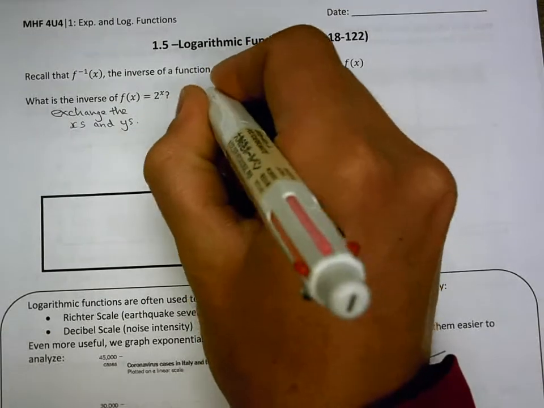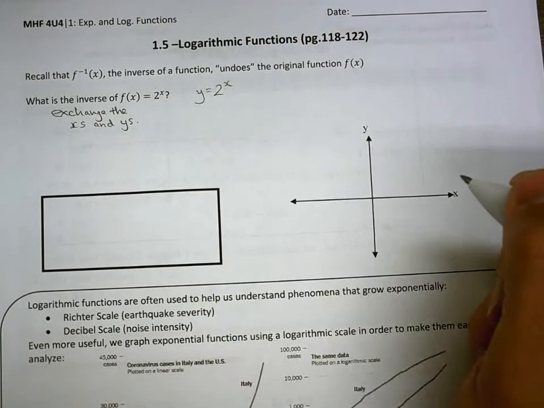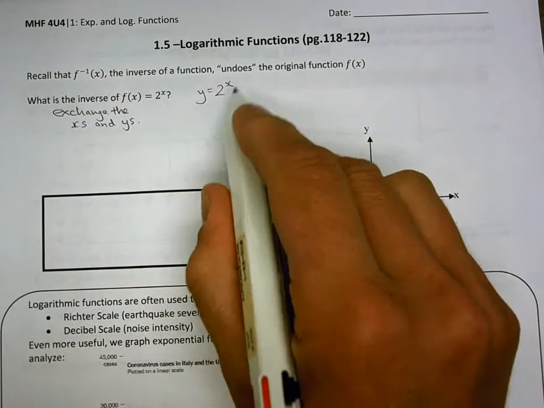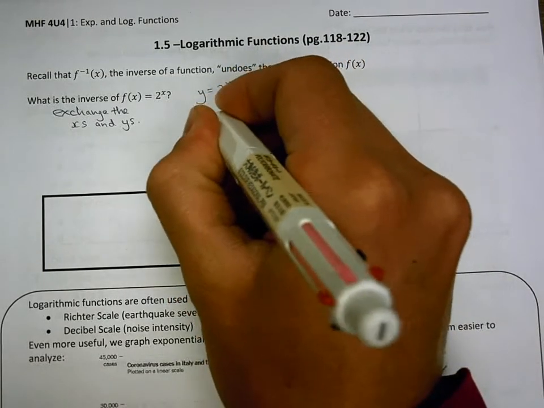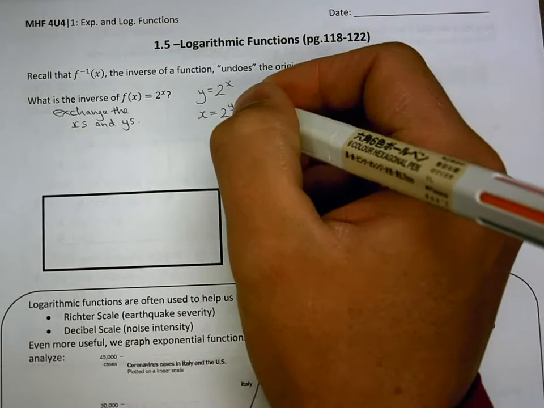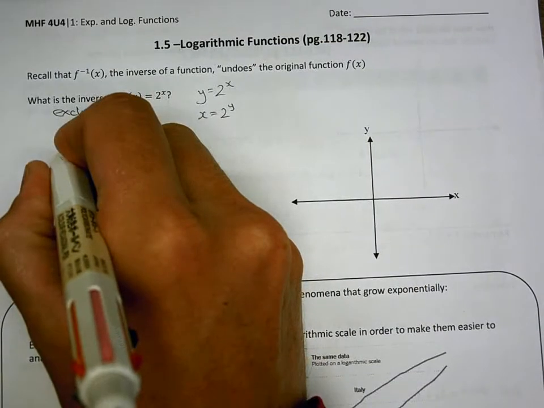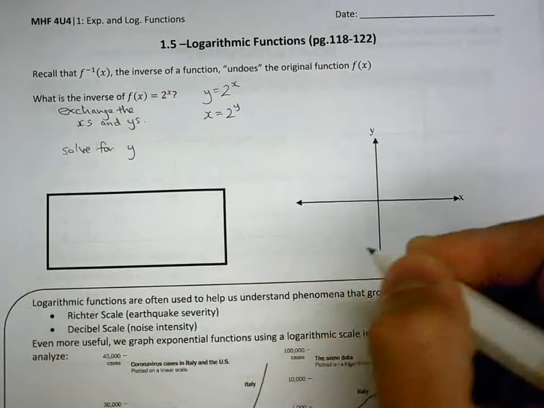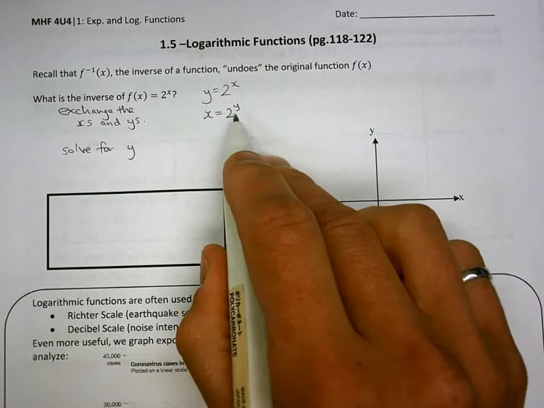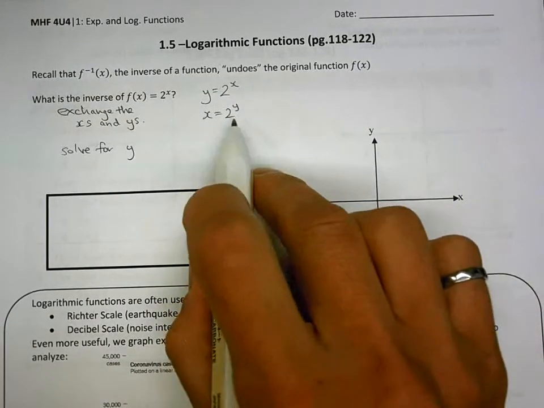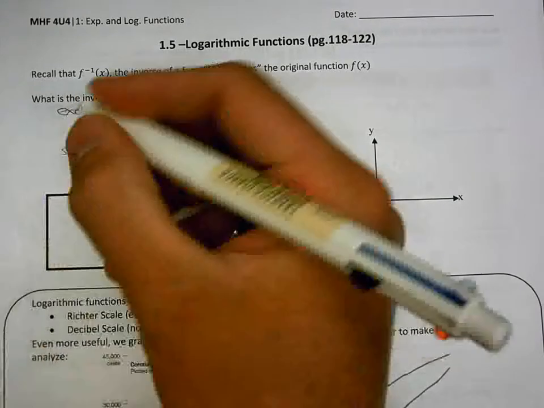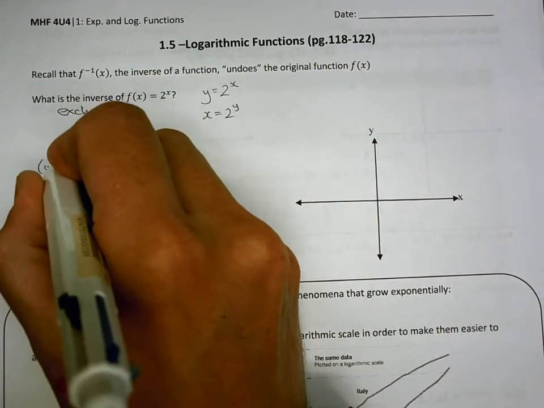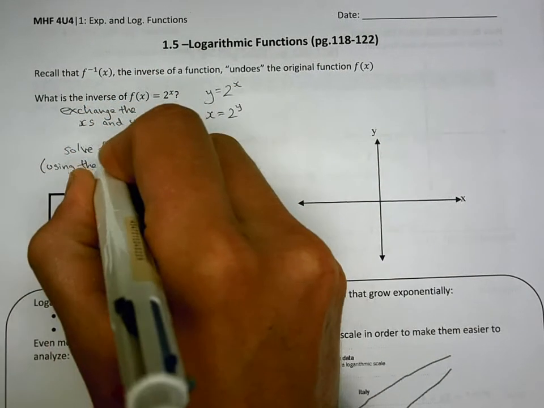So if this is y equals 2 to the x, to find the inverse of this function, you have to exchange the y's and the x's. And then you have to solve for y. Now, how do you solve for y here? How do I take apart an exponential like this? Well, you have to use the definition of a logarithm from our last lesson.